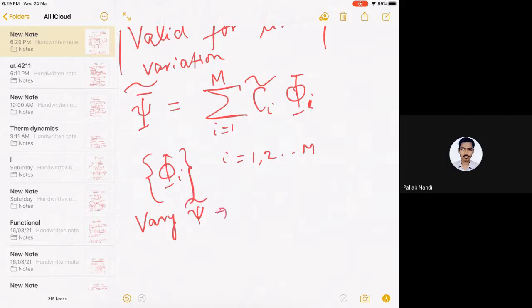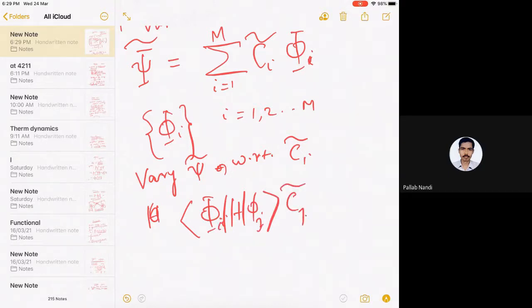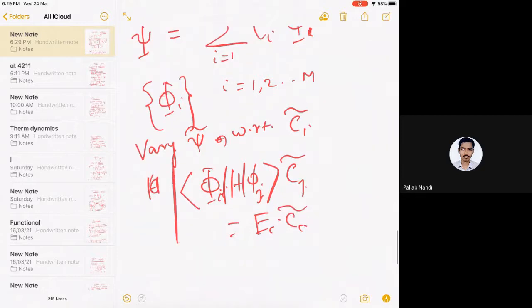What do you mean by vary? Vary with respect to the Ci tildes. And you know that the equation that you will get is an eigenvalue equation of the Hamiltonian in this basis: phi I h phi j, cj tilde equal to ei ci tilde. That's the eigenvalue equation that you get.